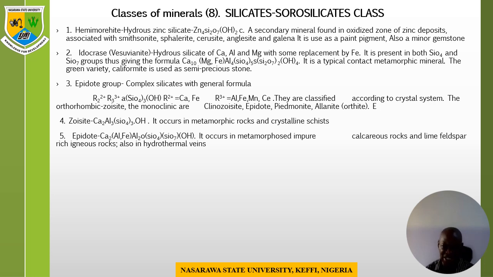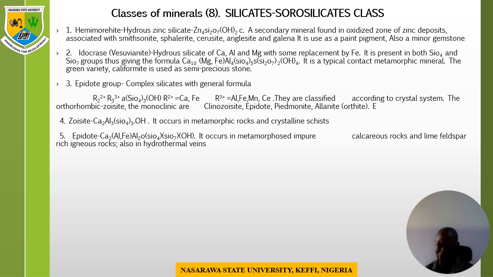Then idocrase, which is a hydrosilicate of calcium, aluminum, and magnesium with some replacement by iron. It presents both SiO4 and Si2O7 groups, thus giving the formula with calcium, then the magnesium ion, and then the aluminum and the silicate. It is a typical contact metamorphic rock mineral. The green variety, chalcophenite, is used as a semi-precious stone.